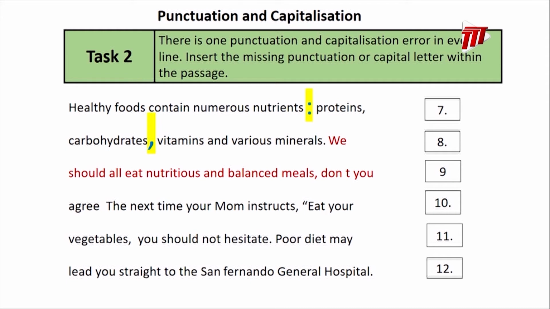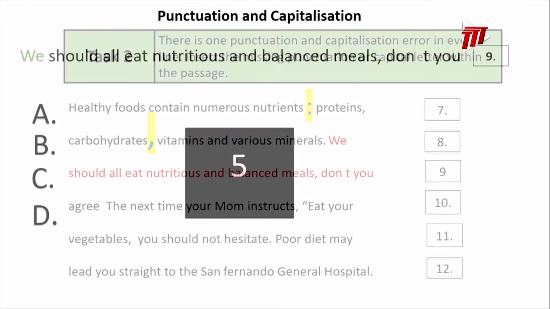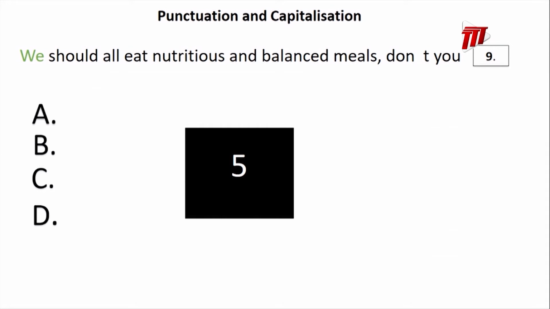We should all eat nutritious and balanced meals. Don't you agree? What's missing there? We should all eat nutritious and balanced meals. Don't you? What's missing? Do you know where the mark is missing? You're seeing that space by "don't", so you know for sure something is missing there. But what is missing? Yeah, something is missing there. What's missing? Is it a full stop?